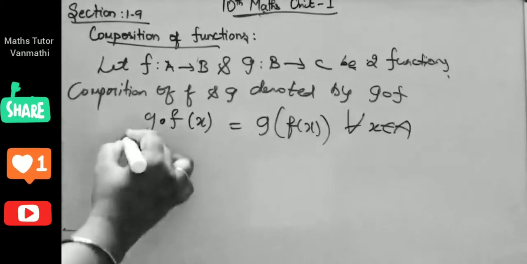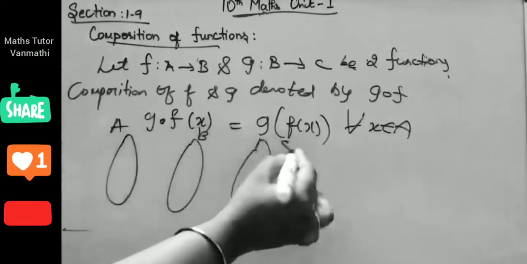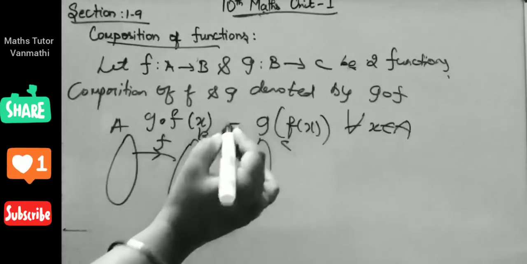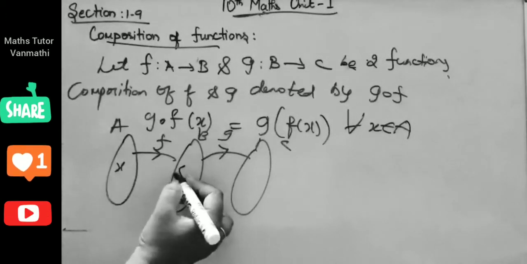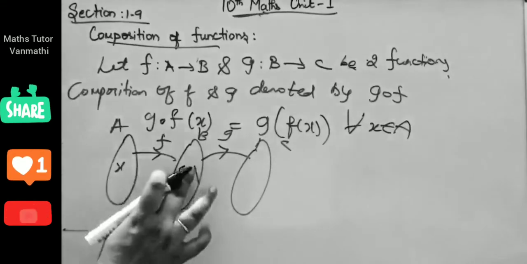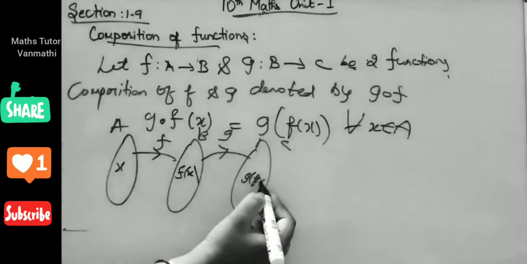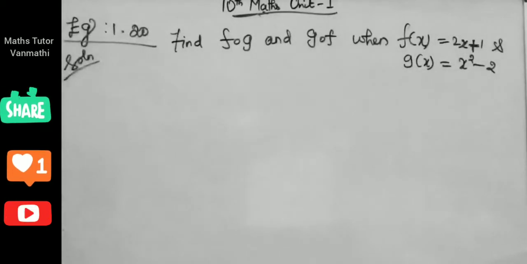First, what we have seen is the arrow diagram for this definition also. Considering A, B and C, the function from A to B is f and from B to C is g. Here you take x in A, and in B you get f of x, and then here you get g of f of x. This is the definition for composition of functions. Next we can move on to the problems. Consider example 1.20.